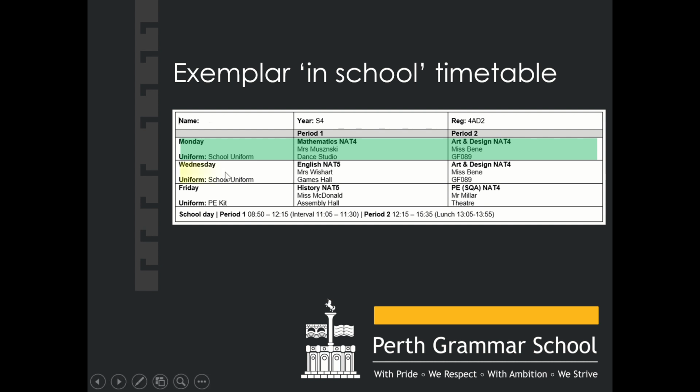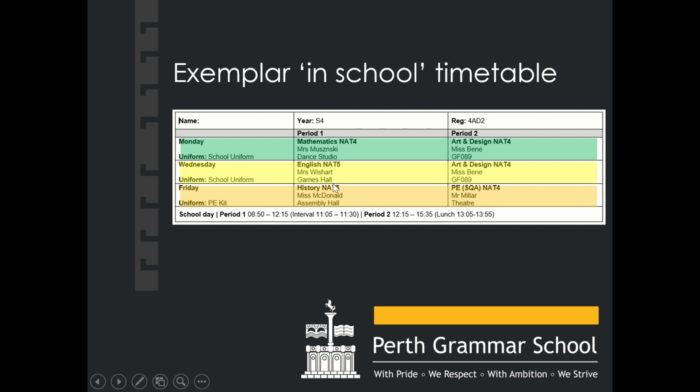On a Wednesday, you study your column C, which in this case is English, and your column D in the afternoon, which in this case is art and design. I think we're maybe getting an idea here. On Friday, we move on to column E in the morning, which in this case is history, and then column F, which is PE in the afternoon.